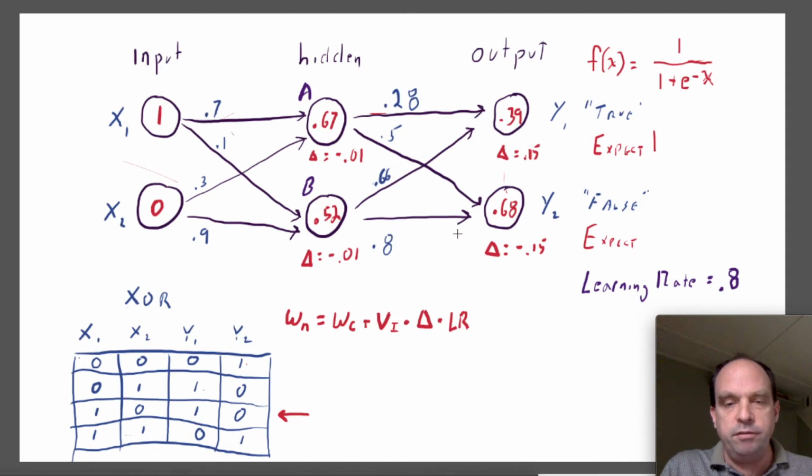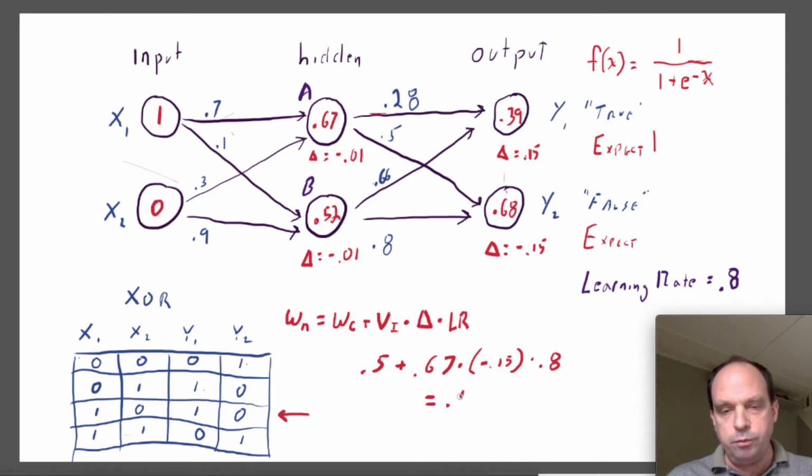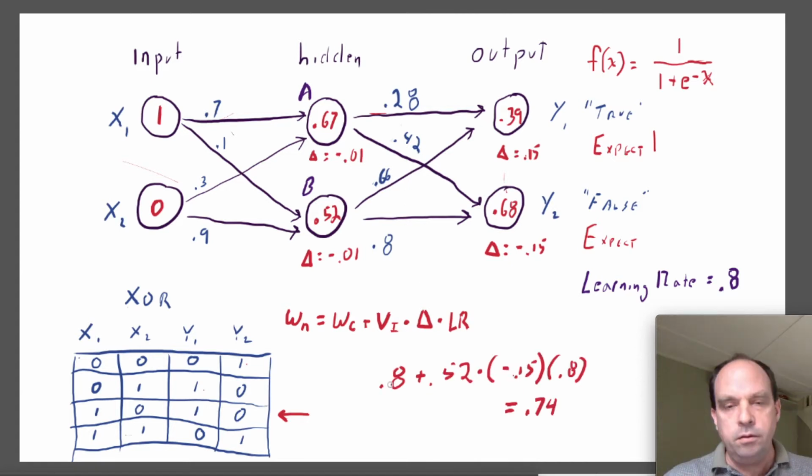For the incoming weight from A, we take the current weight, 0.5, plus the value of A, times the delta. I'll put it in parentheses since it's negative, times the learning rate. And we get a result of about 0.42, which is smaller than our previous weight of 0.5, so we're making progress. We'll speed through the calculation for this last weight.